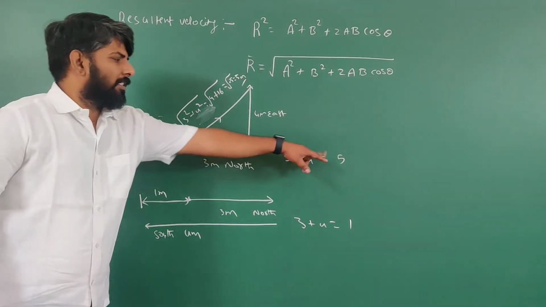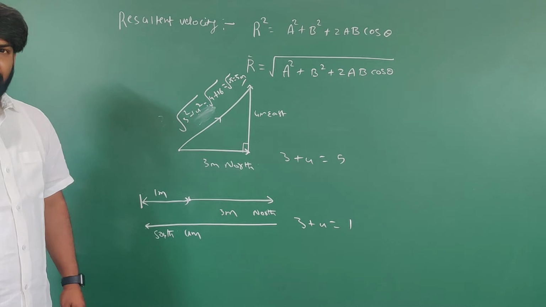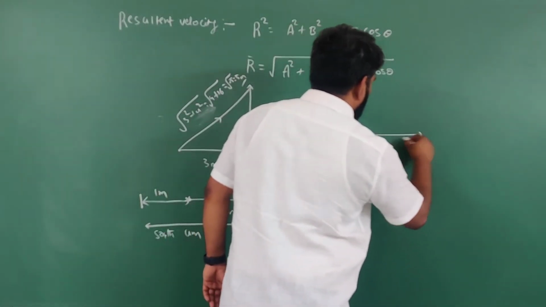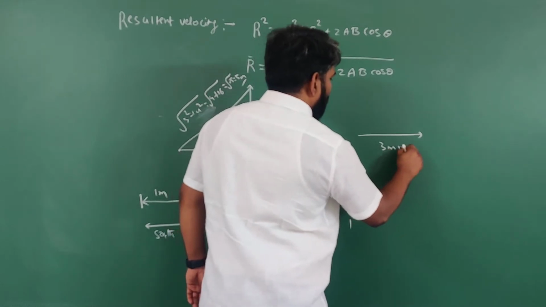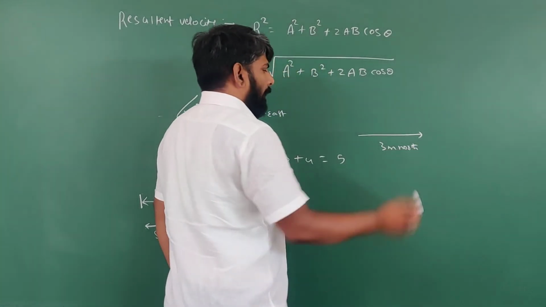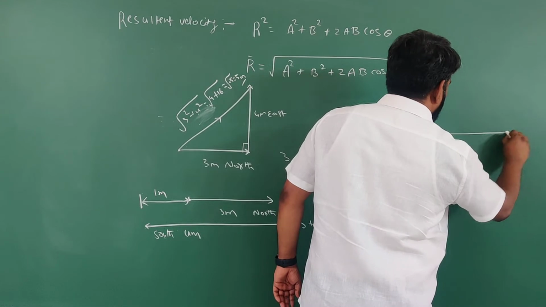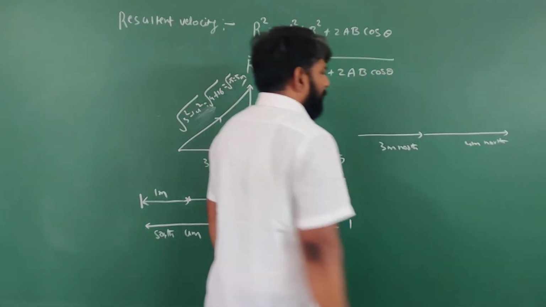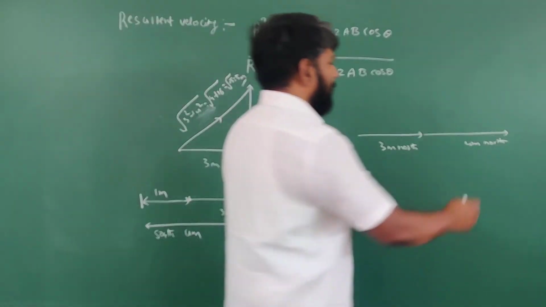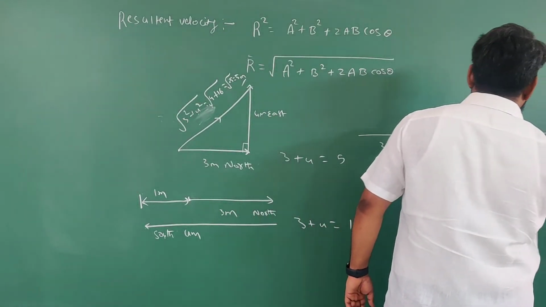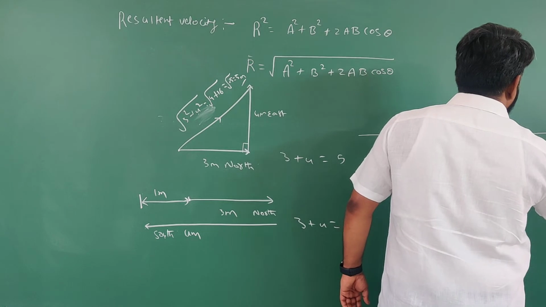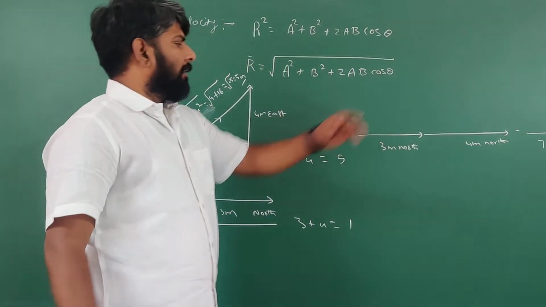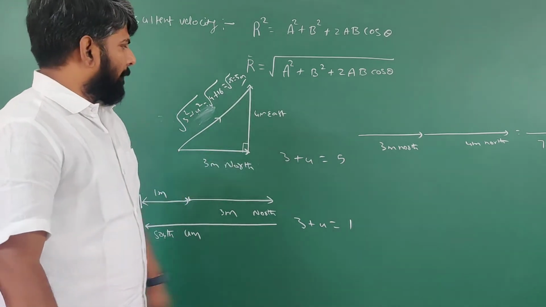Earlier you got 3 plus 4 is equal to 5. Or else, for example, a person starts moving towards north, 3 meters north, and continued again 4 meters north. Then I want the resultant. The resultant is equal to 7 meters north.